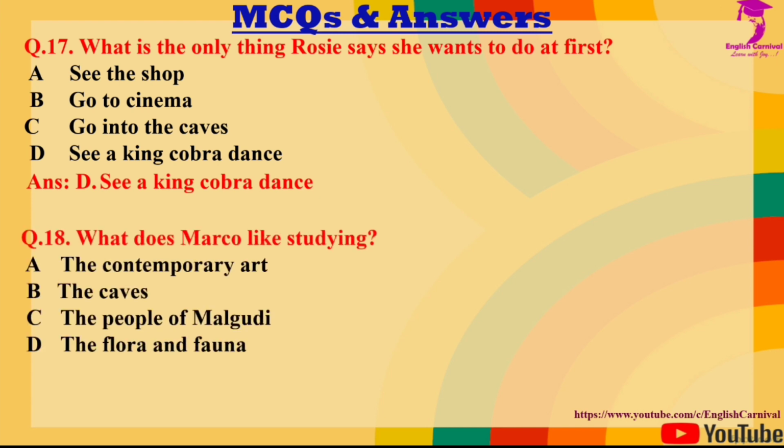Question number 18 we have, what does Marco like studying? Options are A. The contemporary art, B. The caves, C. The people of Malgudi, and D. The flora and fauna. The correct answer is B, that is the caves.